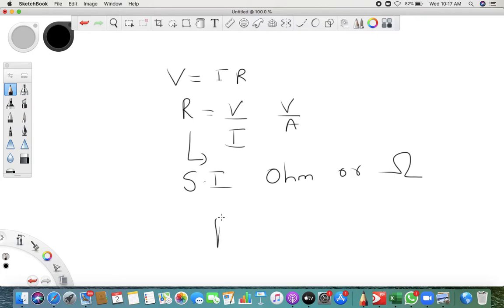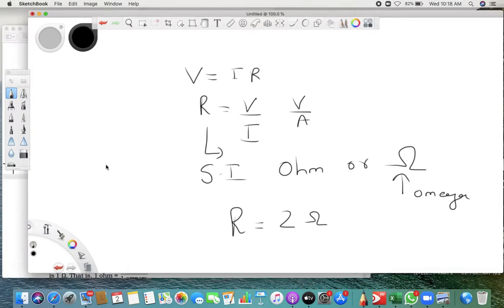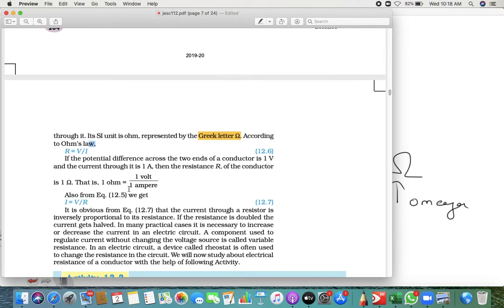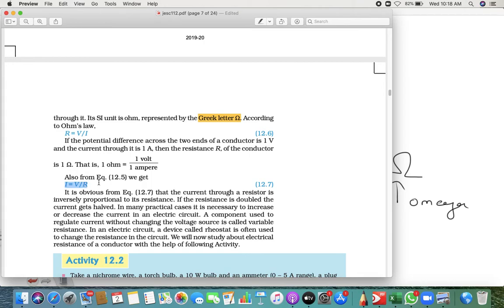Normally when we write down the values, you say 2 ohm, so you write a 2. This symbol is called omega, but actually it is called ohm only. It is a Greek letter. So R is V upon I, volt per ampere. So I is equal to V upon R.